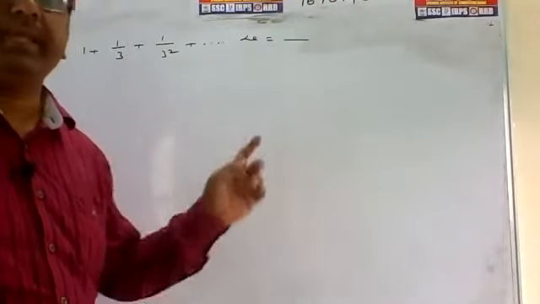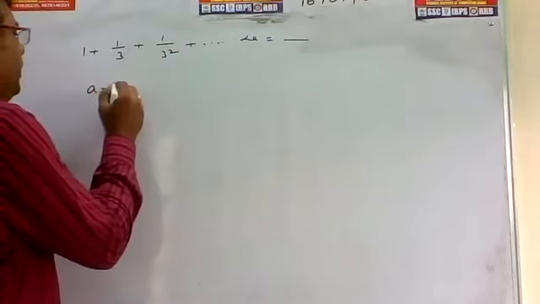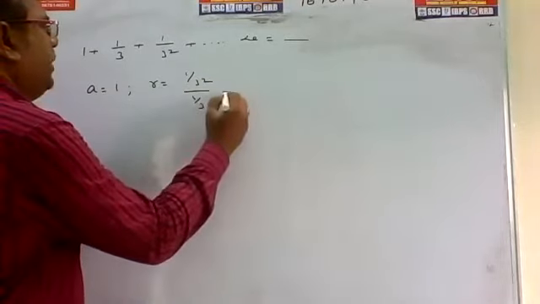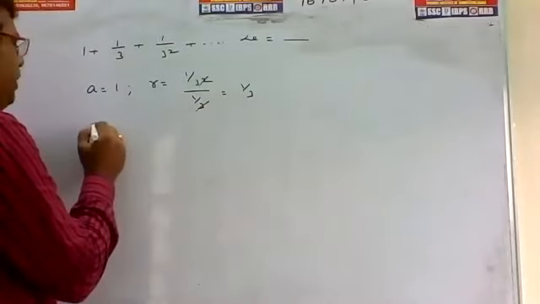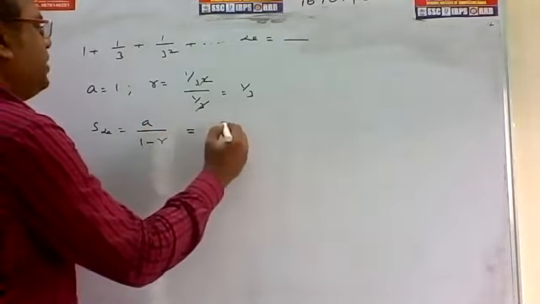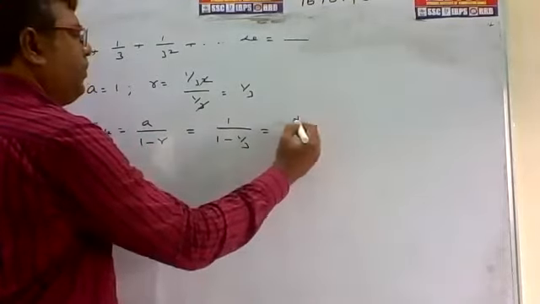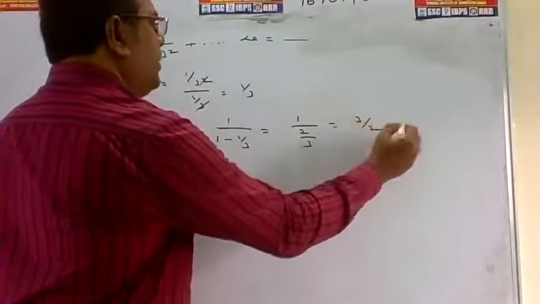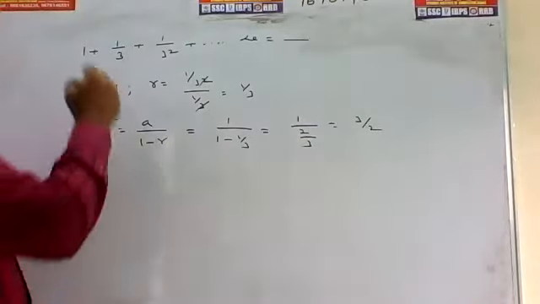So this is the S infinity formula. Here A is equal to 1. R is equal to the second term, 1 by 3 square, by the first term, 1 by 3, which is equal to 1 by 3. Now S infinity is equal to A by 1 minus R, which is 1 by 1 minus 1 by 3. This is 1 by (LCM 3 minus 1) 2 by 3. Reversing, the answer is 3 by 2. This is a very important problem because it came 2 times.